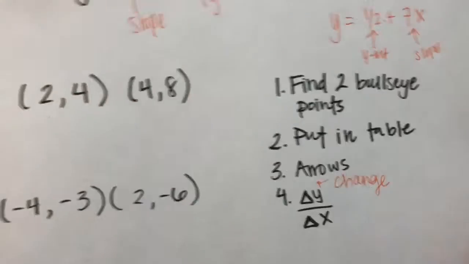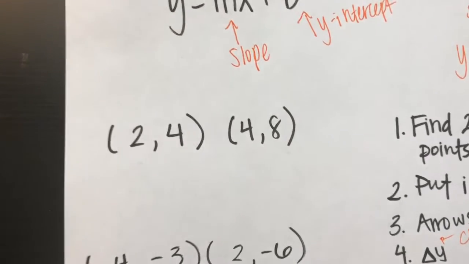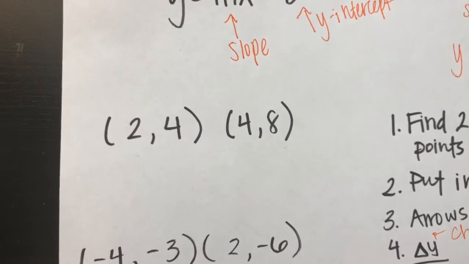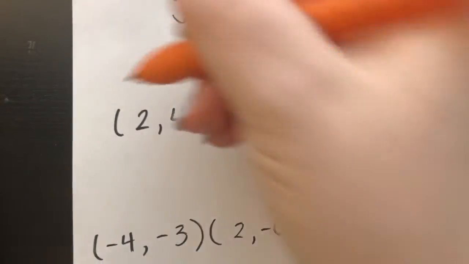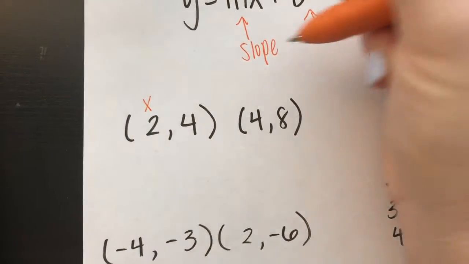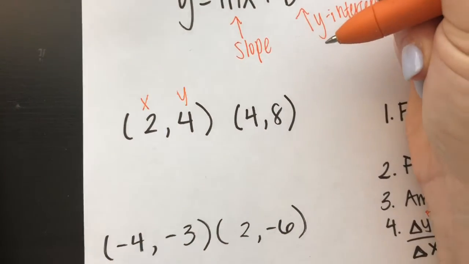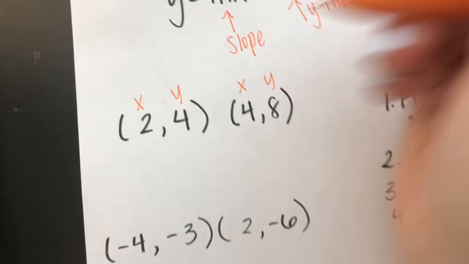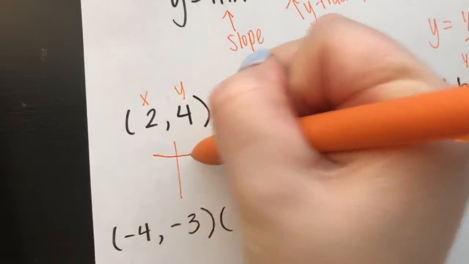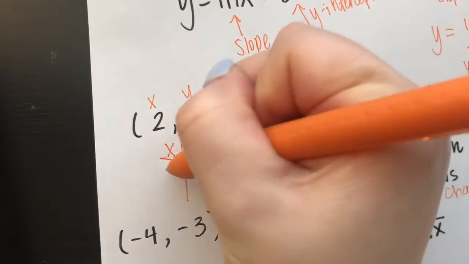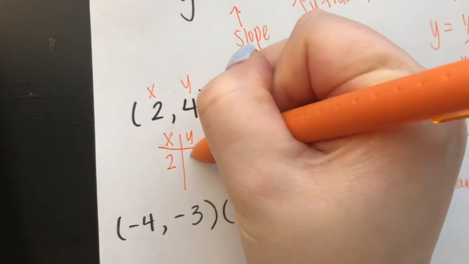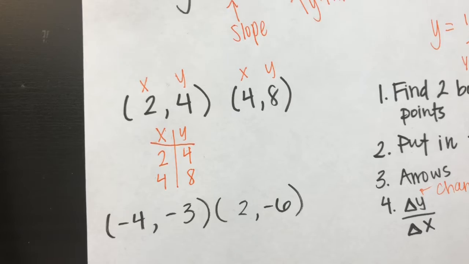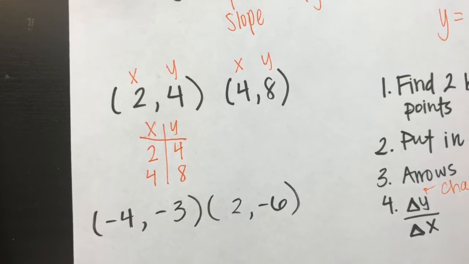So I've actually already given us 2 points here. So the first set of points we're going to look at is 2, 4, and 4, 8. The very first thing I want us to do is label this. So let's say this is your x, and this is your y, this is your x, and this is your y. Okay, we're now going to take these 2 points and put it in a table. So we have 2, 4, and we have 4, 8. All right, step 1 and 2 are complete, so now we're going to draw those arrows.